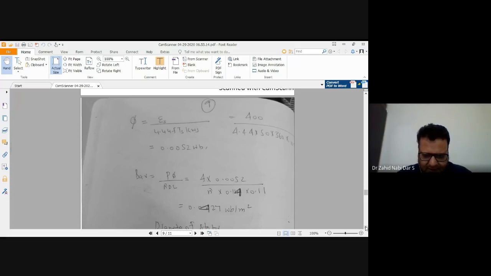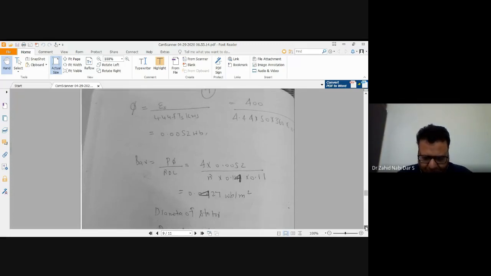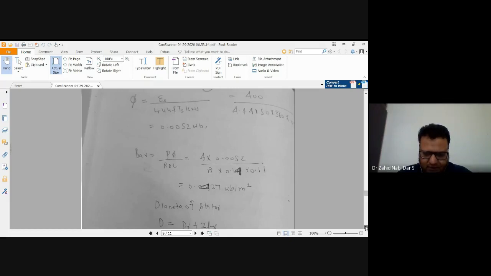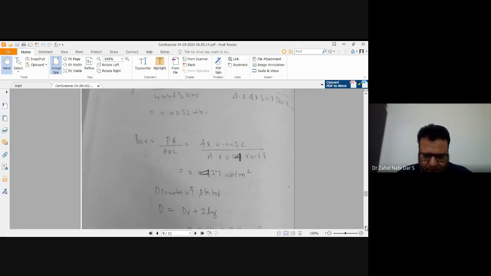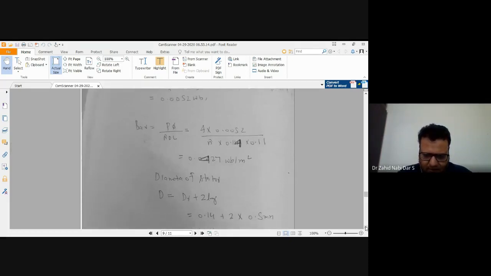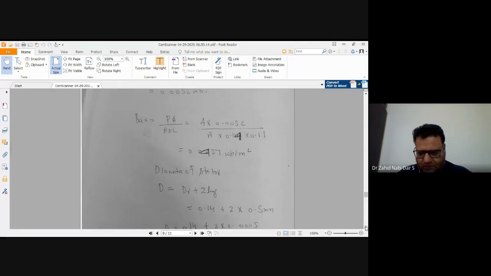Average flux density is 0.427 Weber per meter square. Now the diameter of stator. The diameter of stator is the diameter of rotor, because stator is outside and inside it the rotor is there.